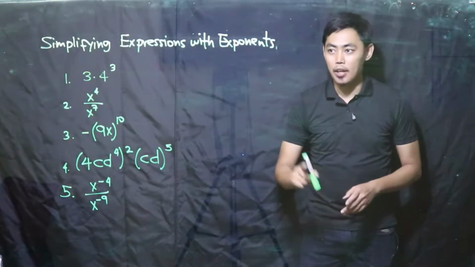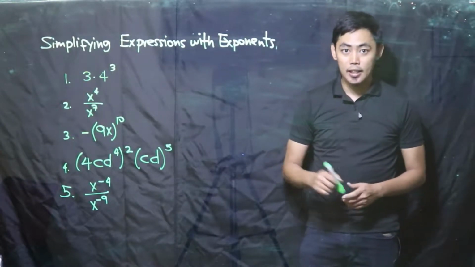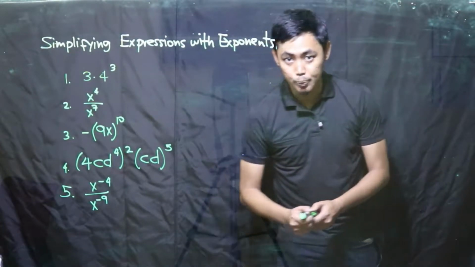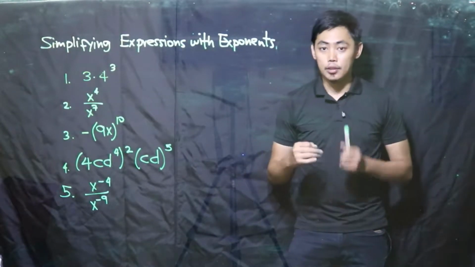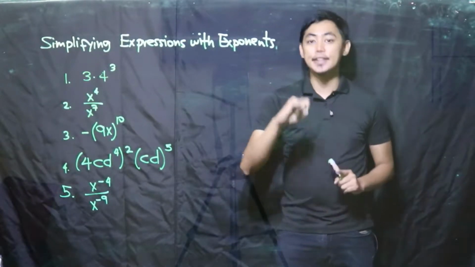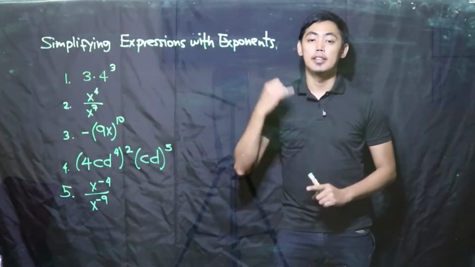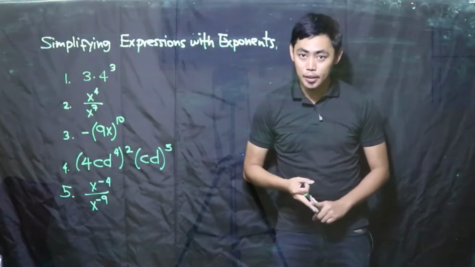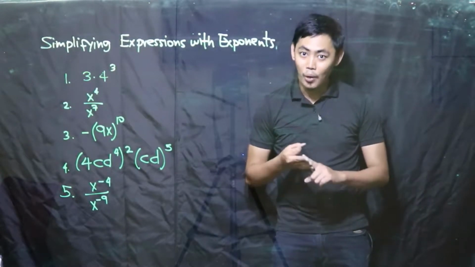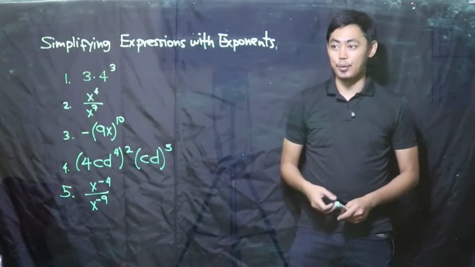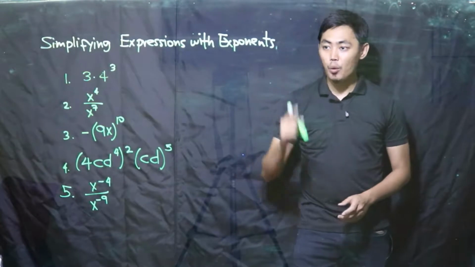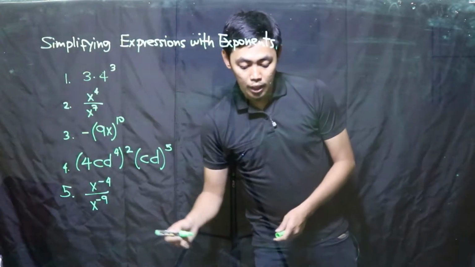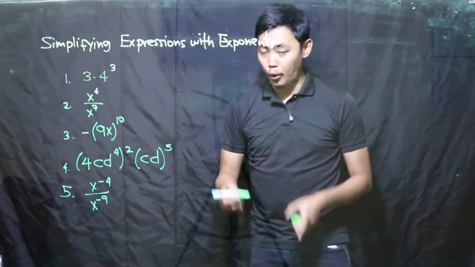Today we will learn about simplifying expressions with exponents. Last week, we learned about the laws of exponents, the 3 rules that we need to follow. The first one is the product rule, the second one is the quotient rule, and the third one is the power rule. This time, we will apply those 3 laws so that we can solve problems.